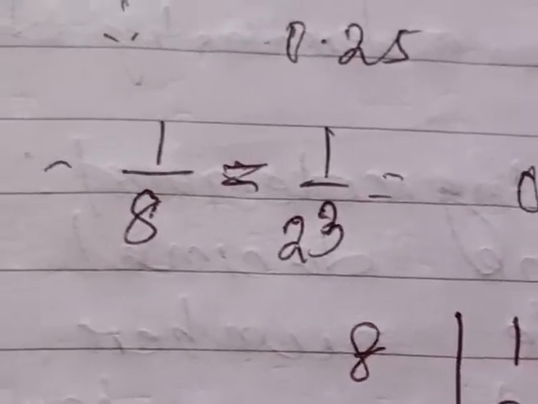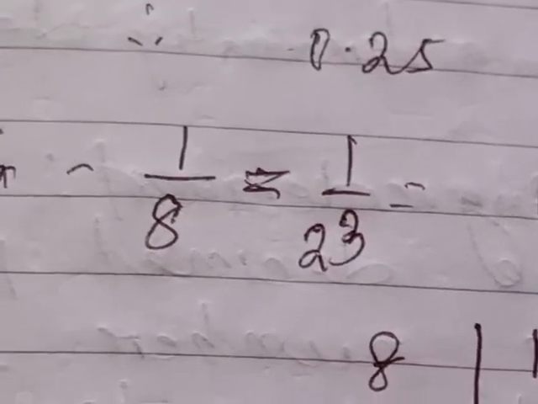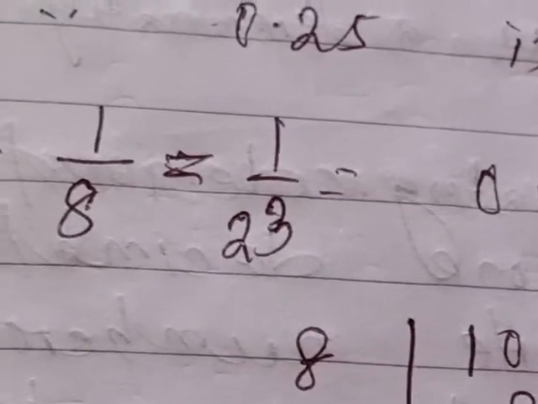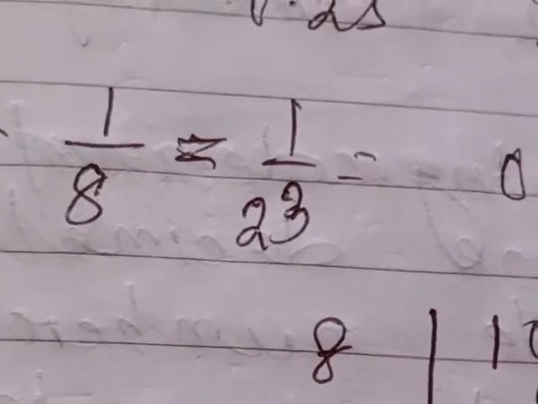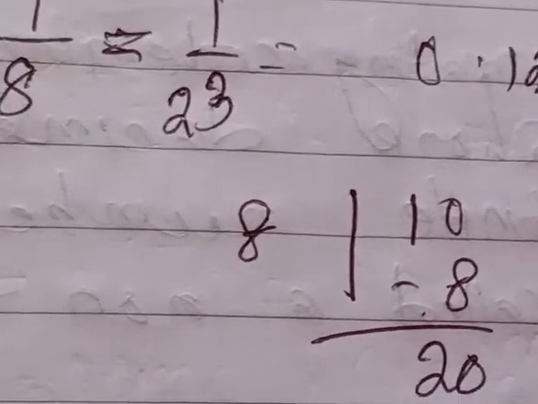Another number is written, 1 upon 8. 1 upon 8, what is the denominator? The denominator is 8, which we can write as 2 cube, 2 into 2 into 2. So in the prime factorization of 8, 2 is the only prime factor. So the denominator of the given fraction has only the prime factor 2. So by looking at the number, we can say 1 upon 8 is a terminating decimal number. Understand? Is it clear? Before the division, without dividing, we can say the number is a terminating decimal number.